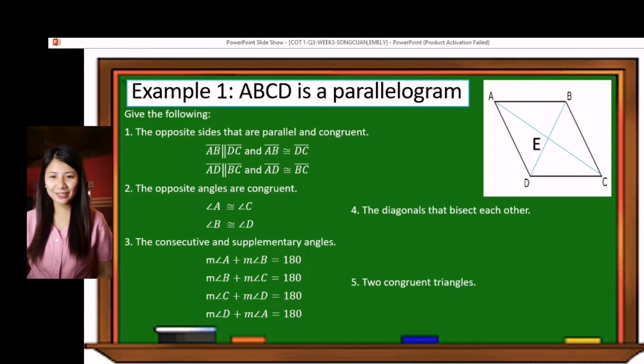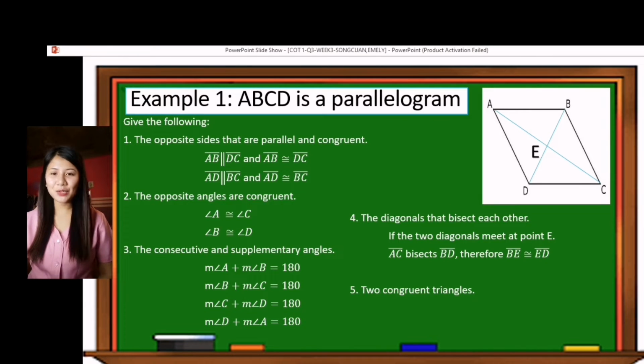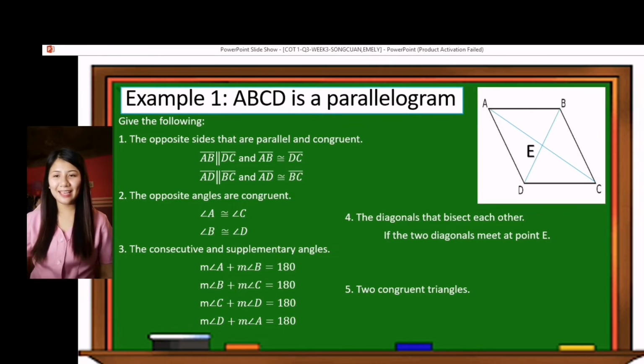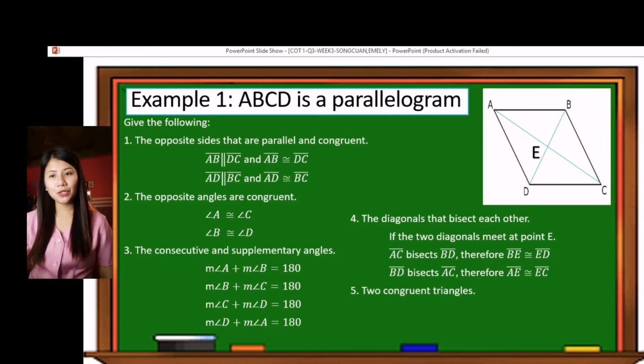So they are supplementary angles as well as congruent angles. Next, number 4, the diagonals that bisect each other. So we have two diagonals here in the given figure that meet at point E. If we're going to consider the side AC, it bisects side BD. Therefore, it will divide it into two equal segments.